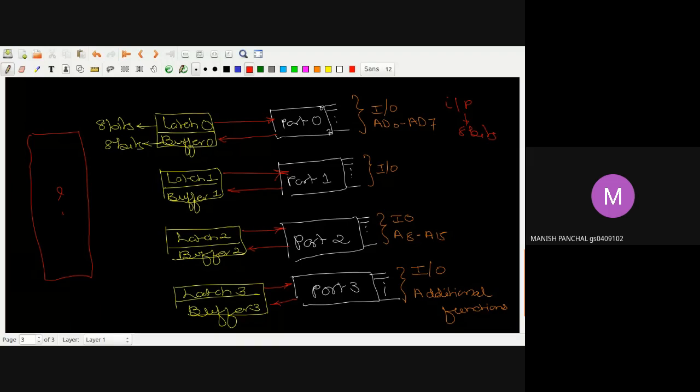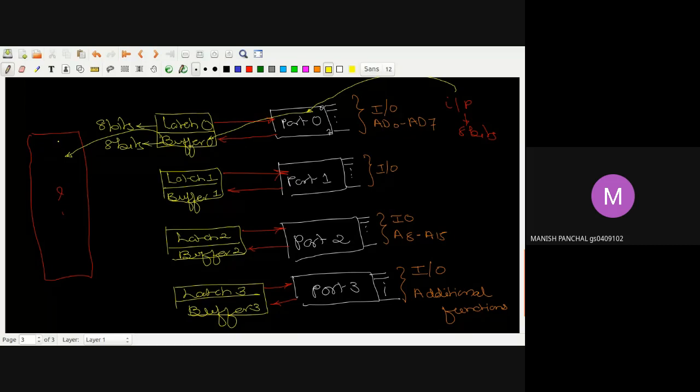Okay, so if this input device is sending the data to this port 0, first of all, it will not go directly anywhere. It will be stored in buffer 0, and then from buffer 0 it will go to the corresponding processing unit, like this, where the operation will be performed by this 8051 microcontroller. This operation is also similar to the 8155 and 8255.